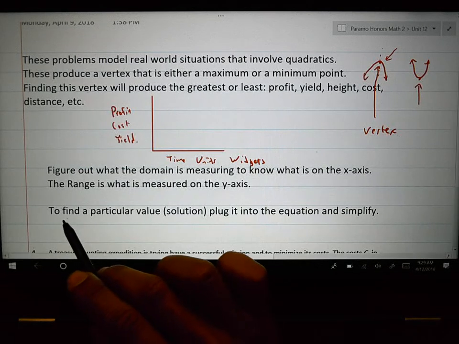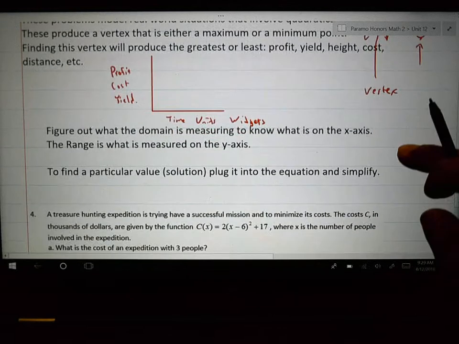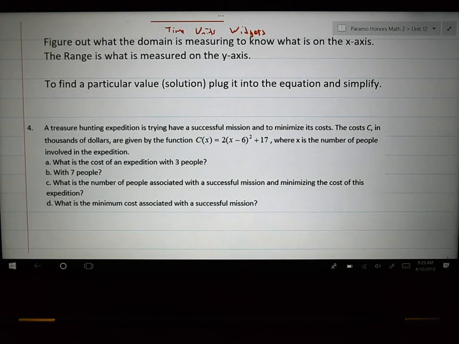The other thing that you might need to do is find a particular value or a particular solution, meaning, how much is the cost when you make this many boats? Or what is the cost when you have this many gizmos? Plug it in. Find out. It'll tell you. So we plug it in and we simplify. That's one particular solution. The example that I have picked for you is number 4.